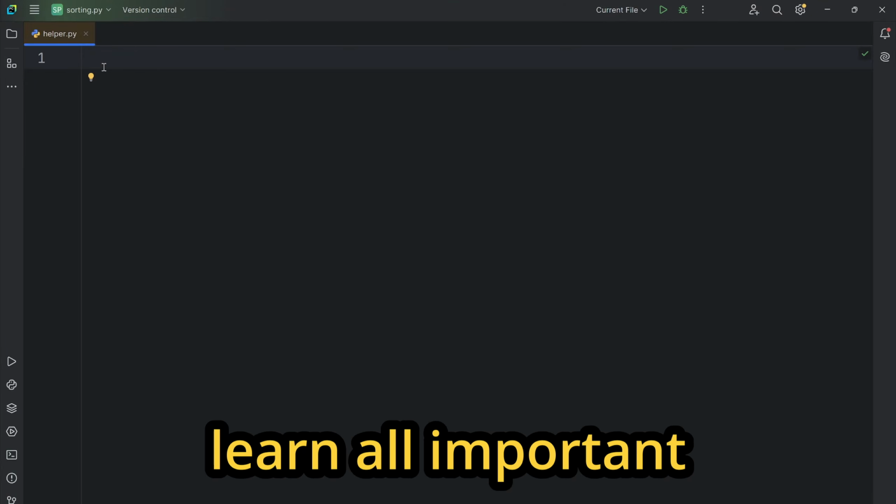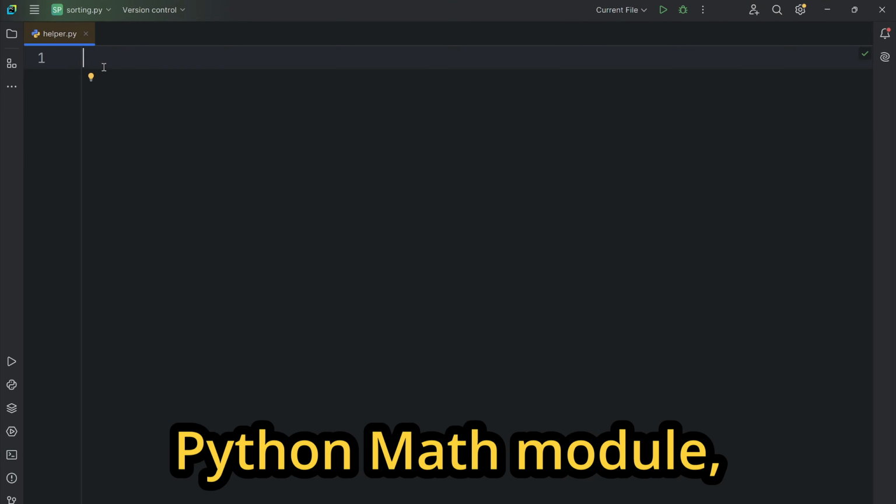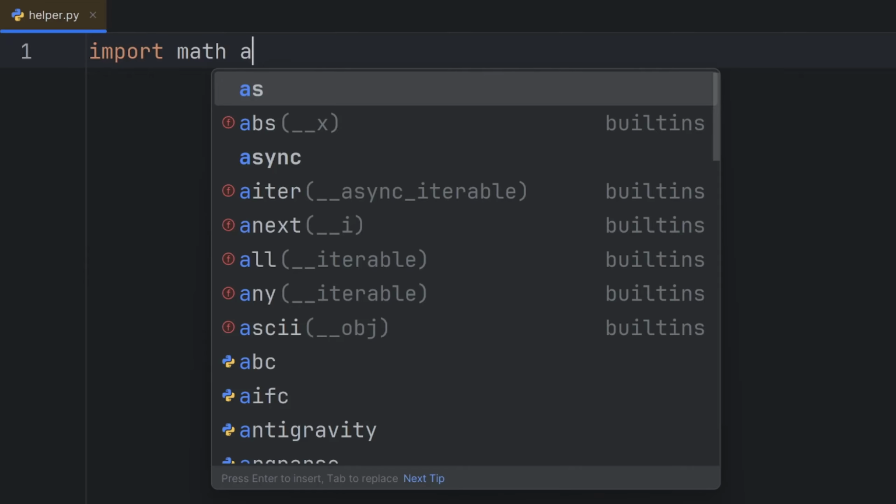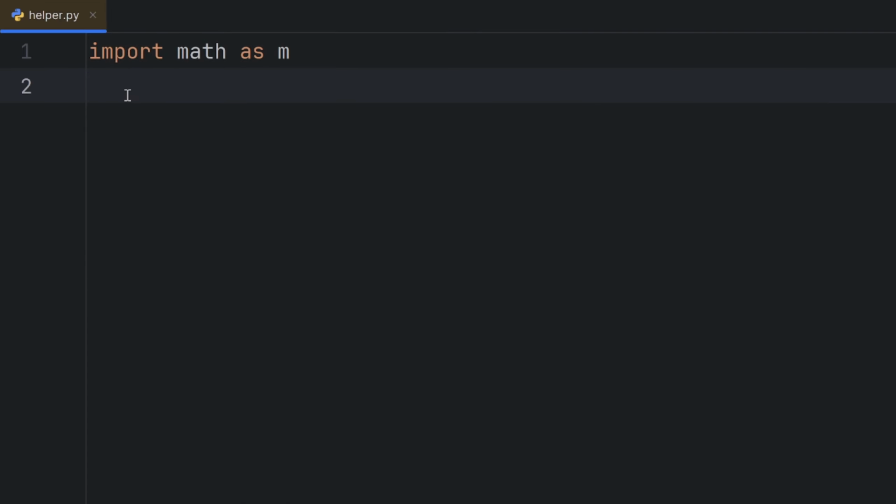Today, you will learn all important functions in Python math module. So let's import the math module. I will import math module and give it alias m because I will show you a lot of functions and I don't want always to write math.